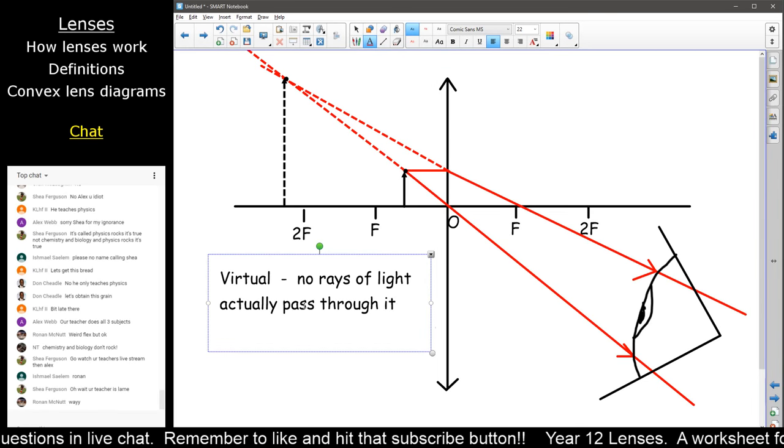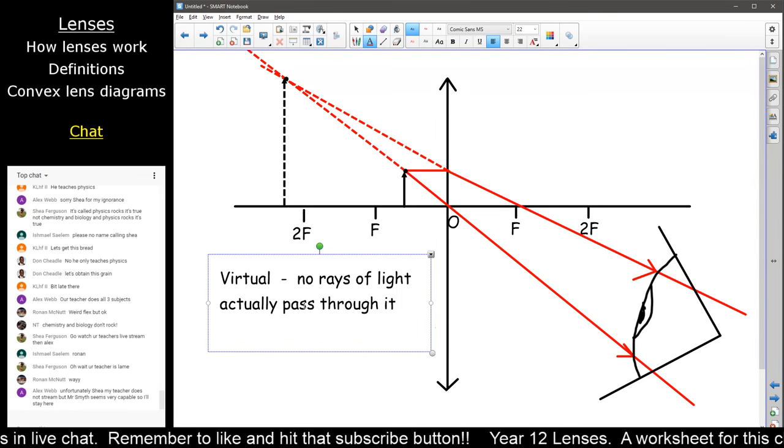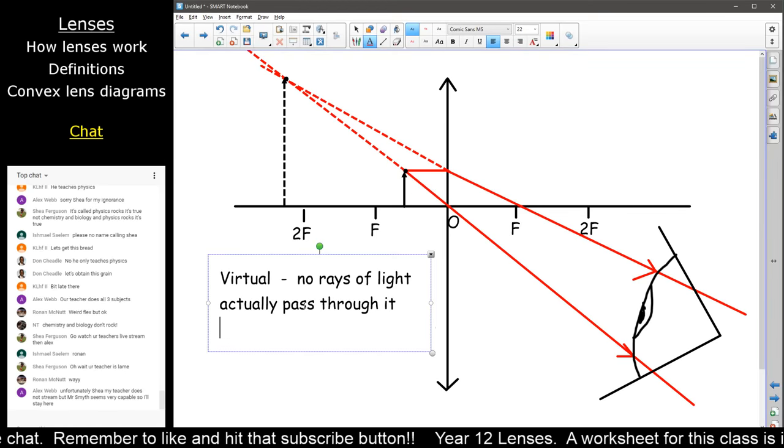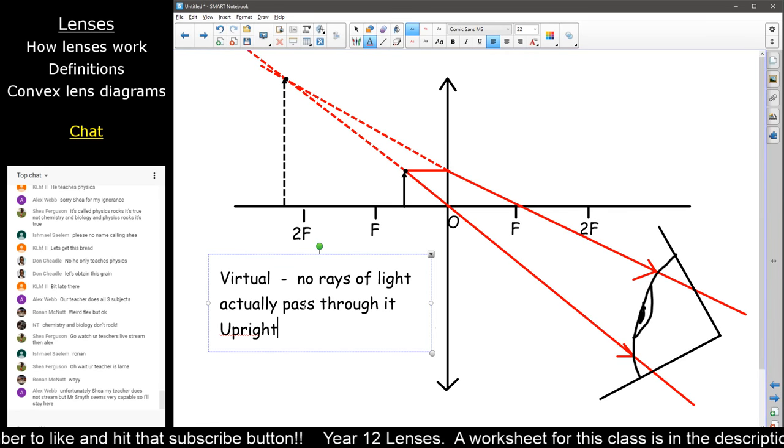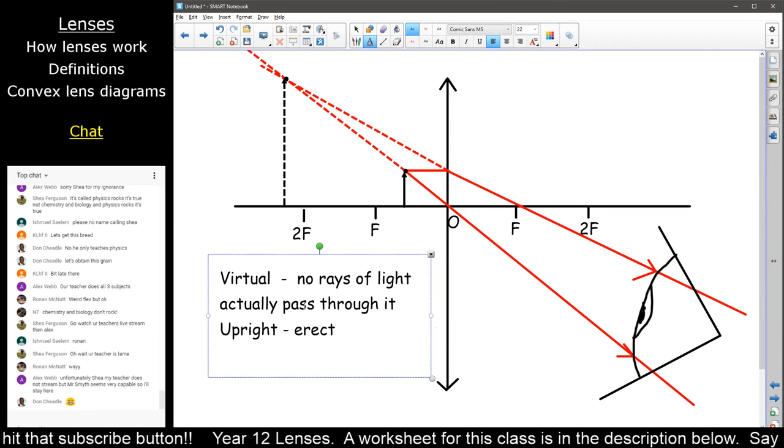Okay, so we've got a virtual object here. It's not really there. We're being fooled into thinking of that. It's also not inverted anymore. This time it is upright. If you're super, super keen on using the word erect, that's perfectly fine as well. You can use that one. Okay, so it's virtual. It is upright.